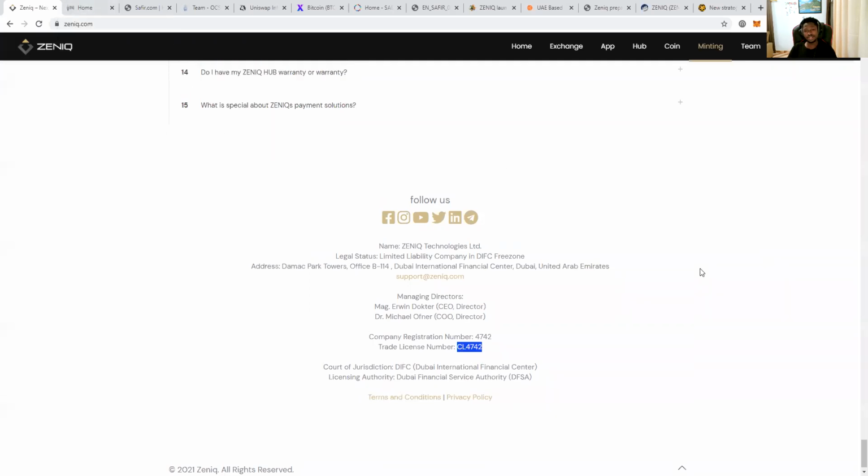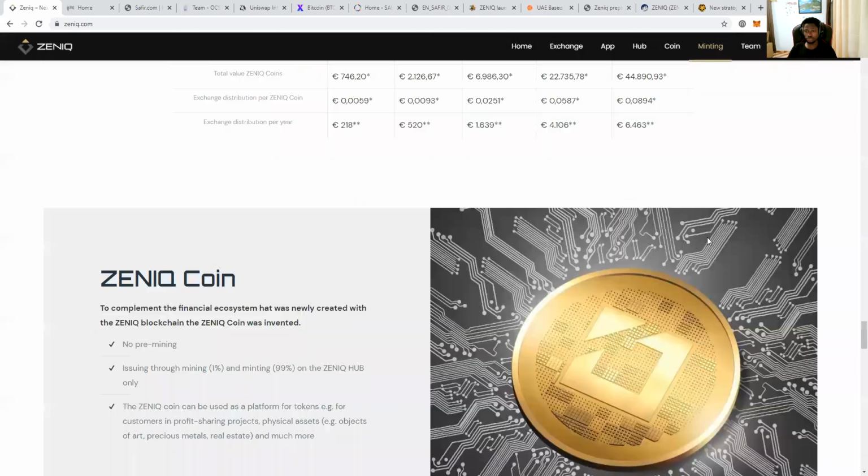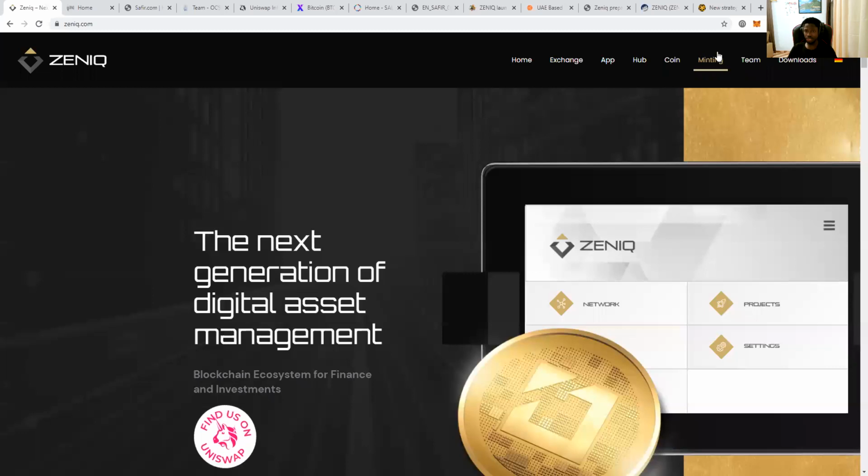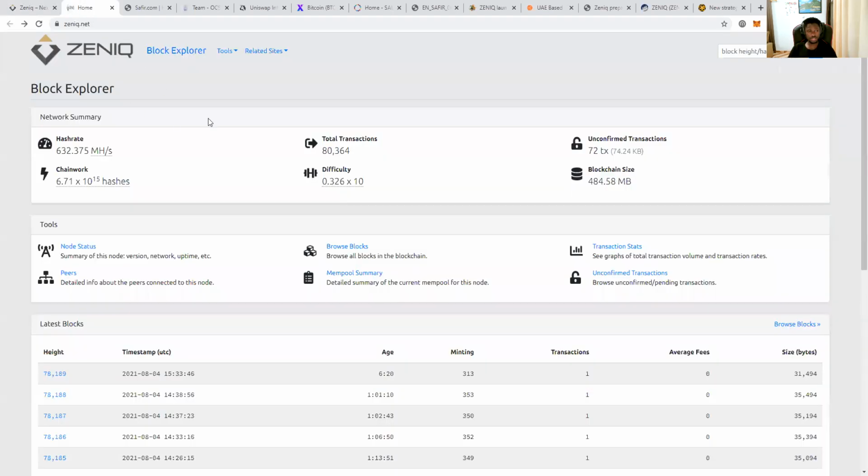Now, another thing to take note of is the mint. When you go to their site, you see minting. When you click on minting, it takes you to the block explorer, which is the Zeniq explorer, because Zeniq itself is a blockchain. It gives you further details on how its blockchain operates, with transactions, keys, and of course its blockchain size, which is 484 megabytes.